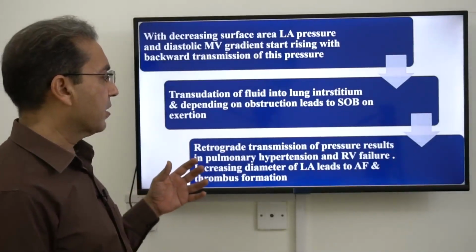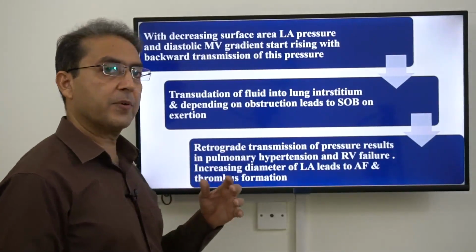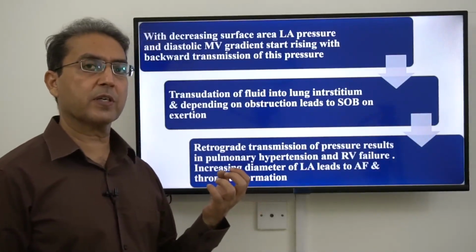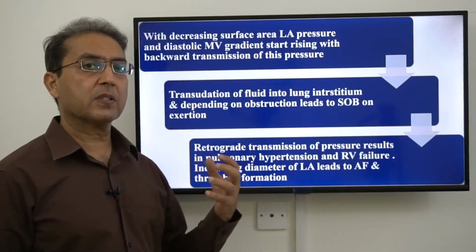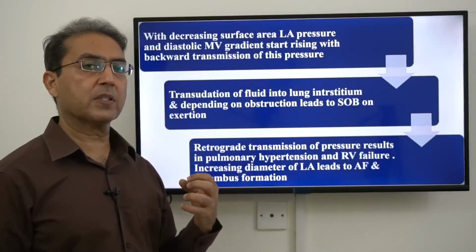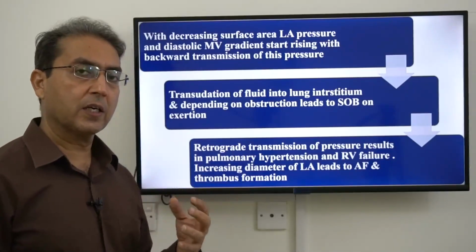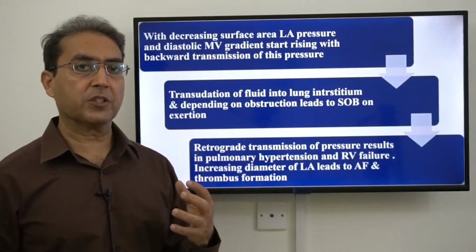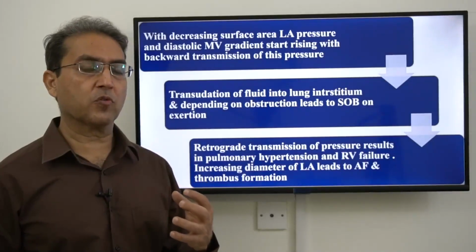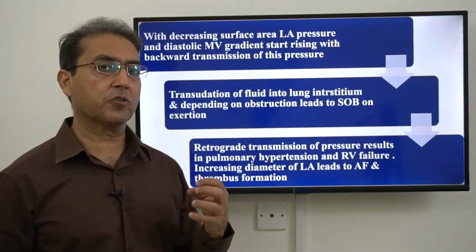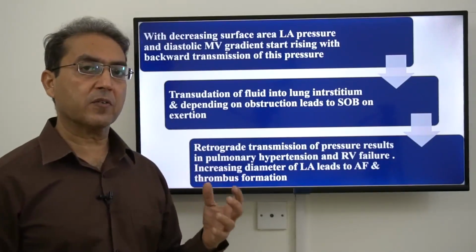Then this retrograde transmission of pressure results in pulmonary hypertension. As this pressure is transmitted backward, the pulmonary pressures start rising. When the pulmonary pressure starts rising, what happens? The right ventricle has to eject against a rising pressure. So the right ventricle starts hypertrophying, and ultimately, if this is not treated, the patient develops right heart failure as well.